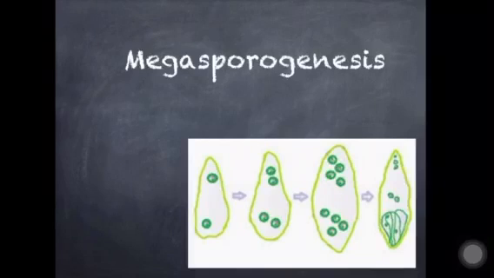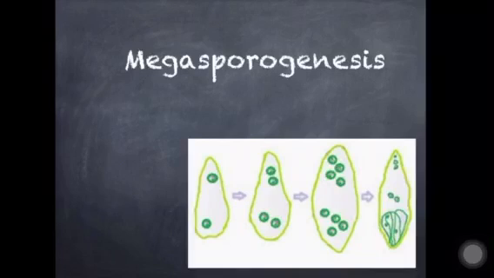Now let us talk about the next topic, that is megasporogenesis. That is the topic of class 12th, second chapter. Now children, you might have an idea about microsporogenesis, where we talked about the male part and how the formation of microspore takes place. And next we discussed the female reproductive organ, and then further we studied megasporangium.